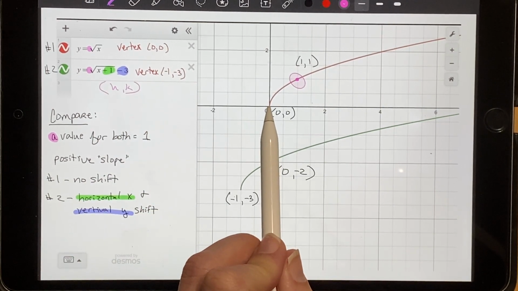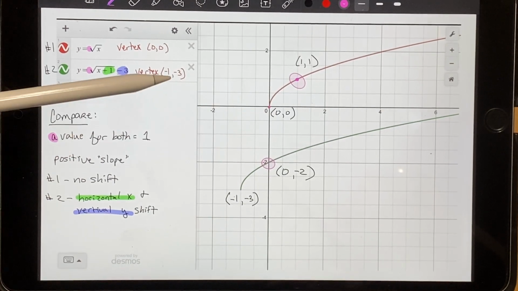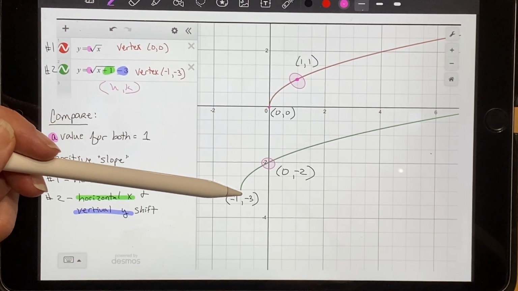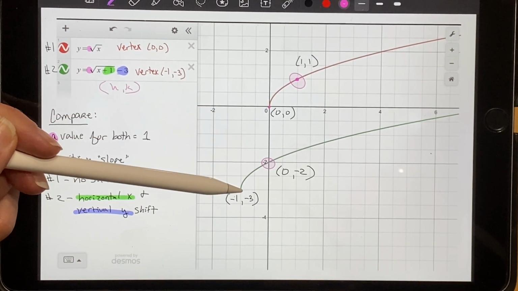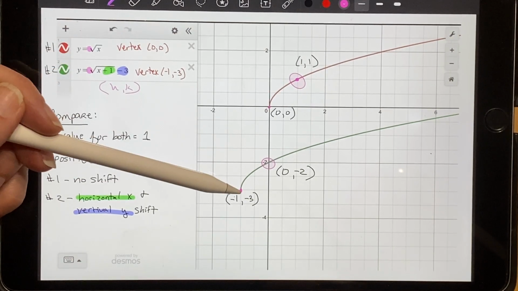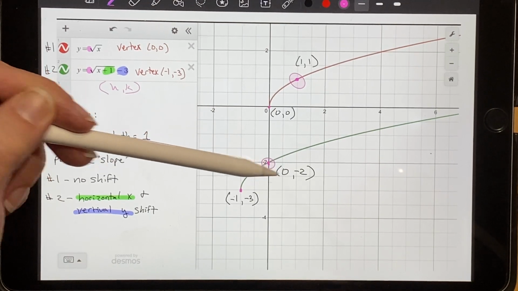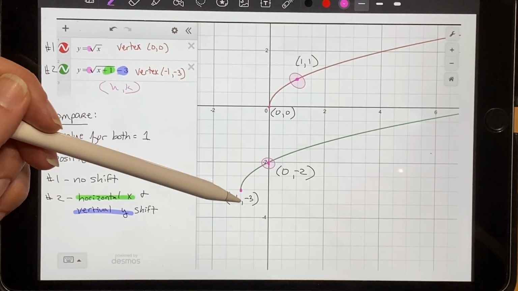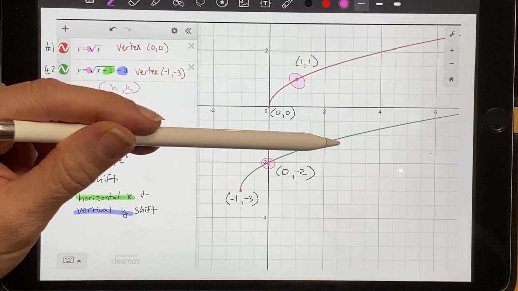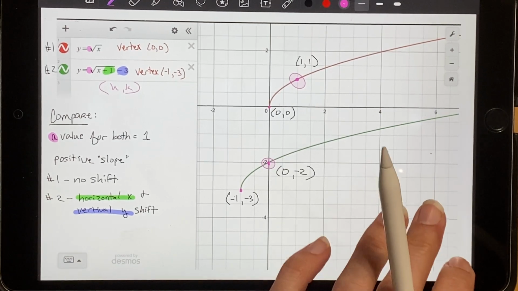So instead of my vertex starting at the origin at 0, 0, my vertex is now going to start at -1, -3. So I start down here for my vertex. I take my A value, which is +1, so I'm going to go up 1 over 1. And that's going to be at 0, -2. I'm going to use the upper positive portion, and I'm going to make a curve, and it is going to go to infinity on that one.